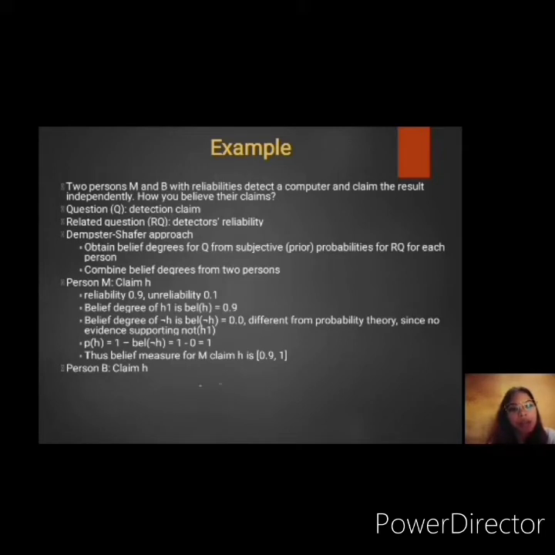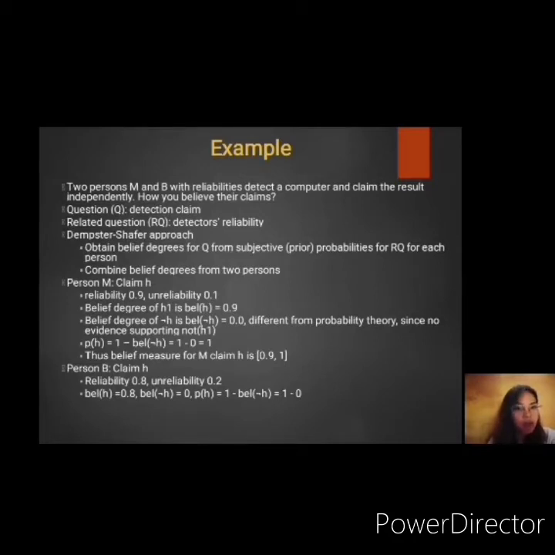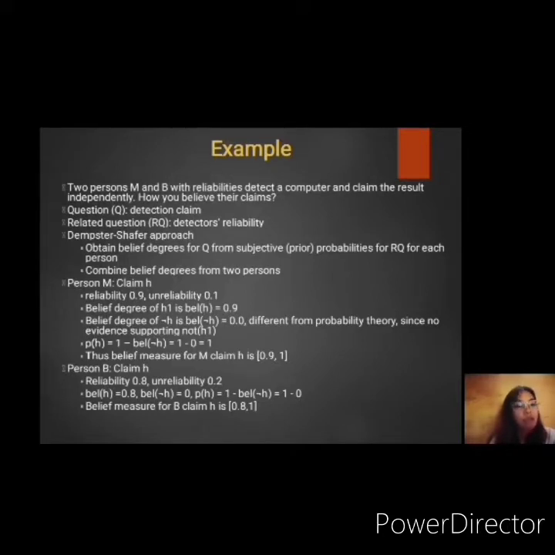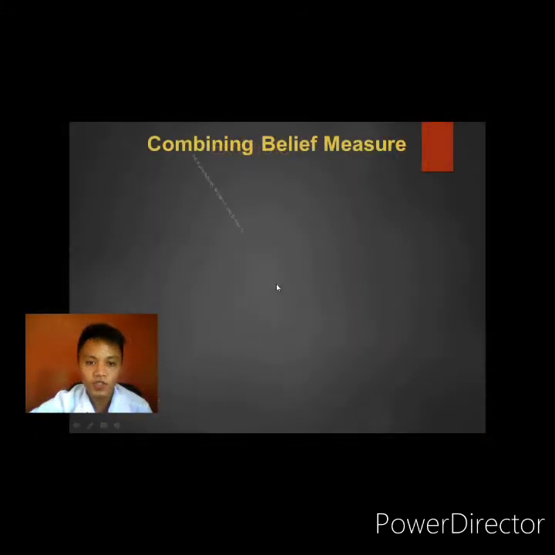Then, person B claims H, and the reliability is 0.8. So, the unreliability is 0.2. Then, Bel(H) is equal to 0.8, and Bel(not H) is equal to 0. And Pls(H) is equal to 1 minus Bel(not H), which is equal to 1, not 0. Okay? So, the belief measure for B claiming H ranges from 0.8 to 1.